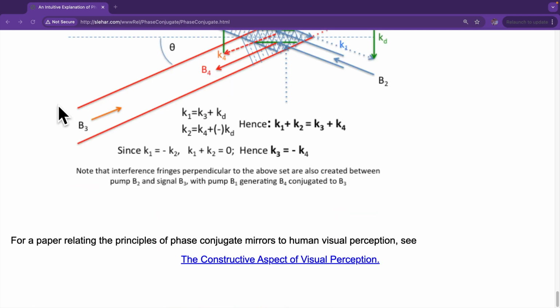For a paper relating the principles of phase conjugate mirrors to human visual perception, see The Constructive Aspect of Visual Perception.